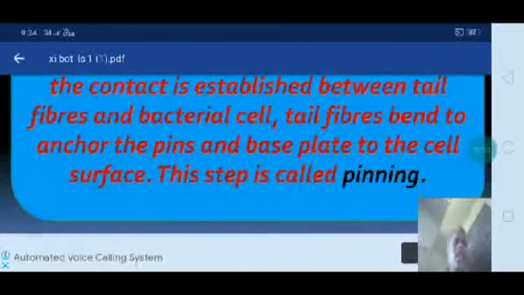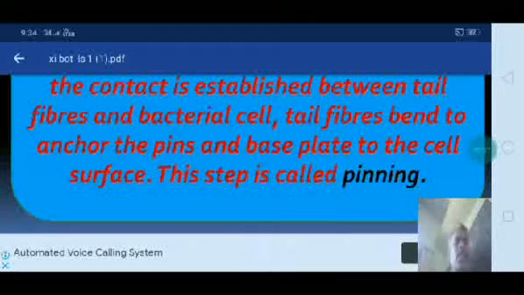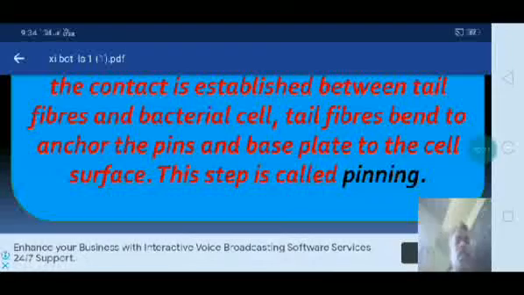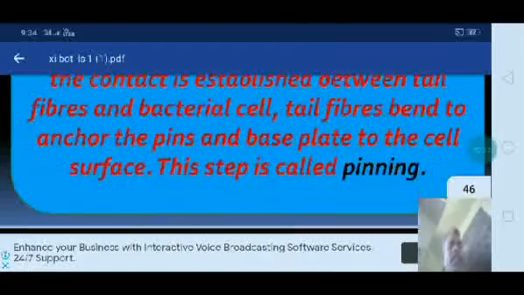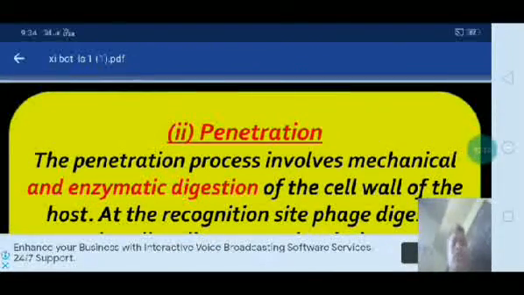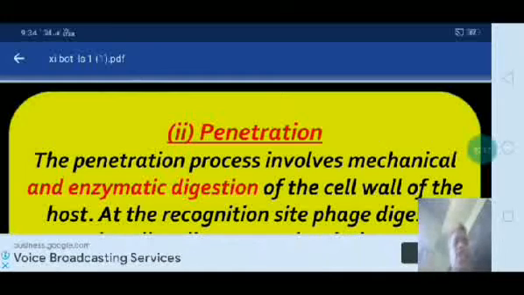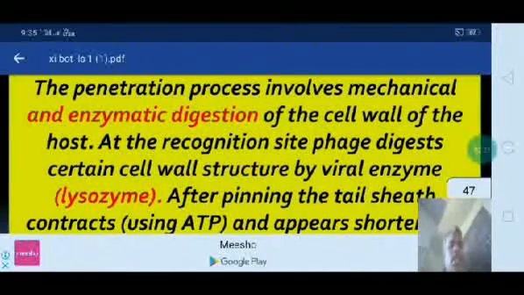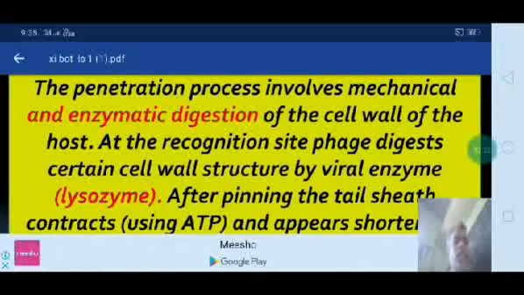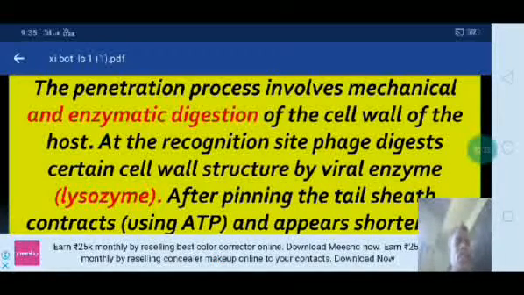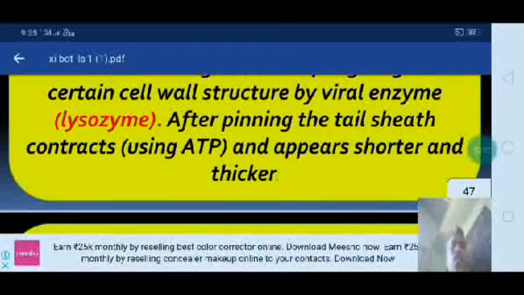When the contact is established between tail fibers and bacterial cell, tail fibers bend to anchor the pins and base plate to the cell surface. This step is called pinning. Then penetration. The penetration process involves mechanical and enzymatic digestion of the cell wall of the host cell. At the recognition site, the phage digests certain cell wall structures by the viral enzyme lysozyme.